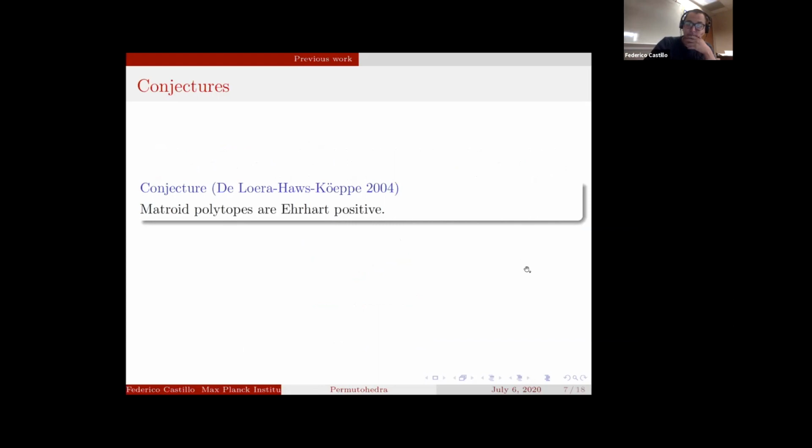Okay, Federico, sorry to interrupt. So there's a question by Venkitesh about a matroid polytope, how does it correspond to a matroid? Is it obtained from the indicator vectors?